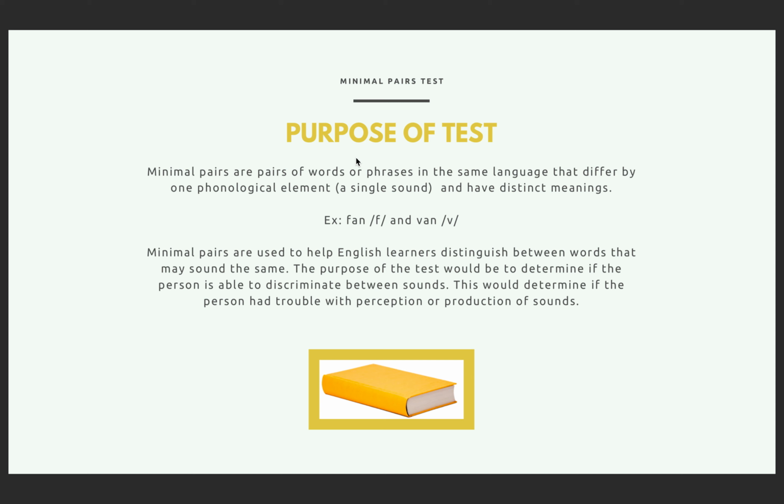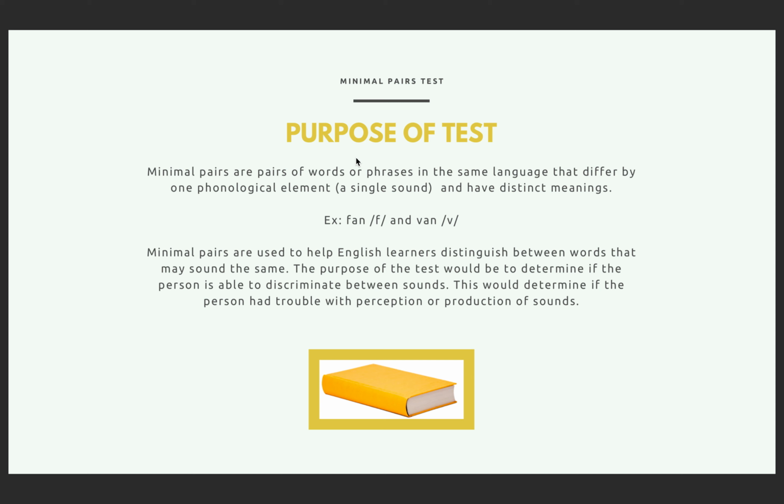So minimal pairs are pairs of words or phrases in the same language that differ by one phonological element or a single sound and have distinct meanings. For example, fan and van. The only difference is the initial sound at the beginning of each word.